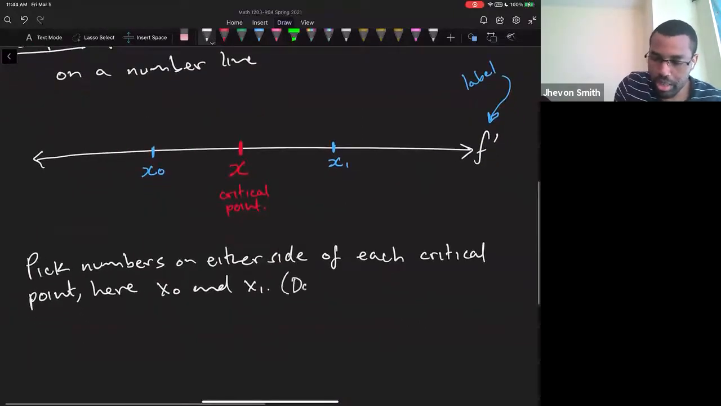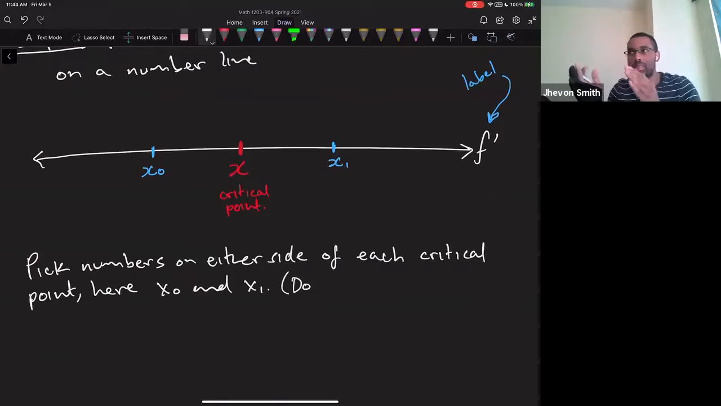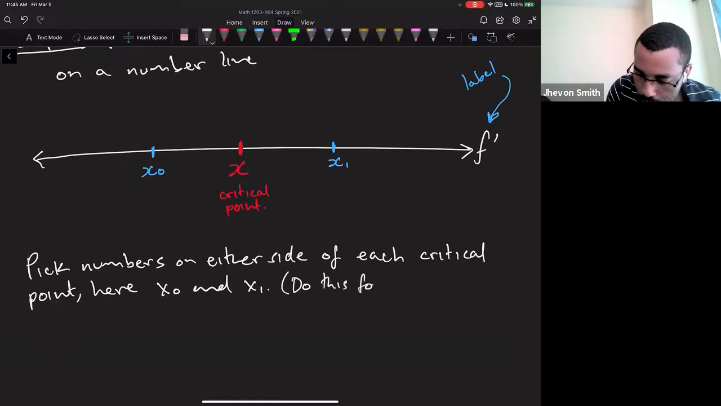Make sure you do this in between each critical point. So you don't want to put something far to the left of a critical point, when there are like 5 critical points in a row and you only pick one guy to the left of all of them. It doesn't work. You need to pick a left and a right around each one, right? Do this between each critical point.